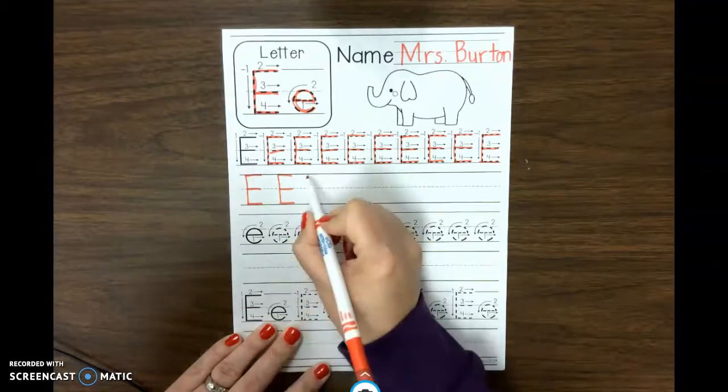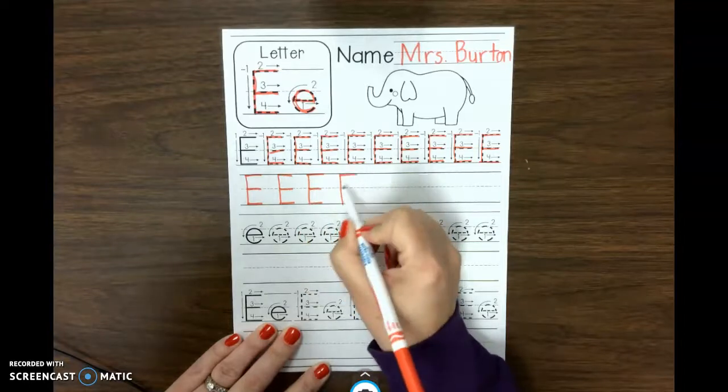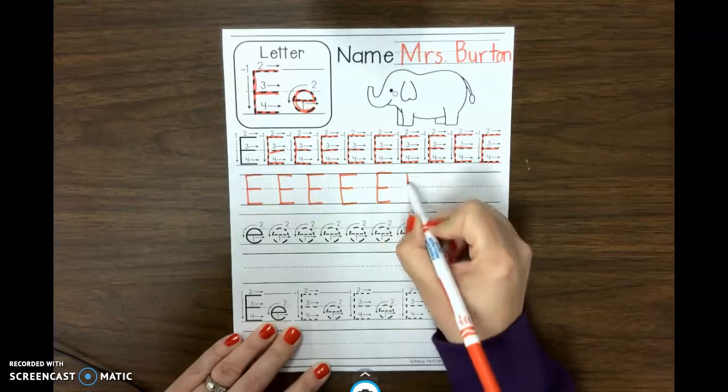Keep going and fill up that row with uppercase E's, nice and neat. Take your time, make sure your big line down goes all the way from the top line to the bottom.